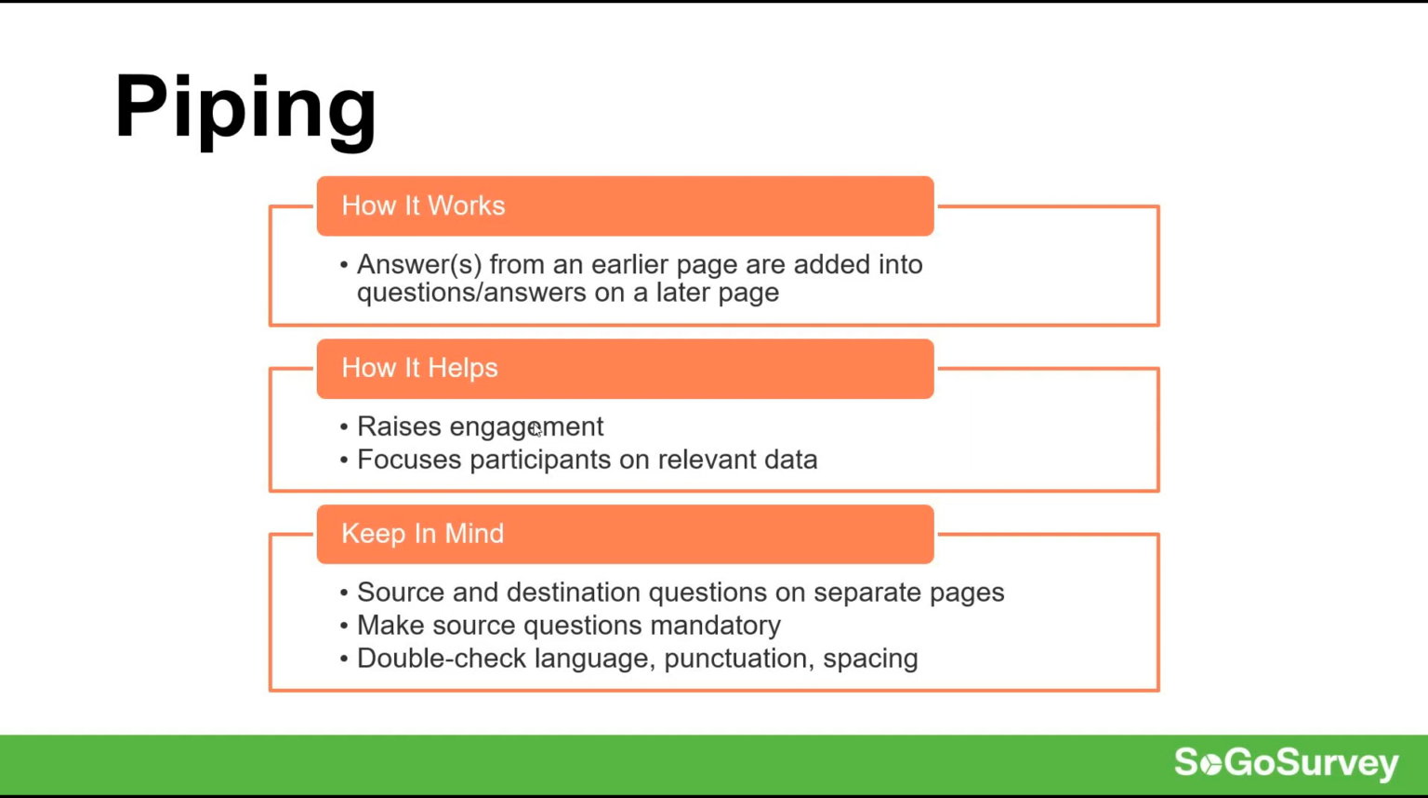Or actually, we'll see in our example, I'm going to do a little bit of an advanced combination between piping and our next feature that we'll be talking about, data population, where I'm going to pre-fill the source question for the participant with their information.